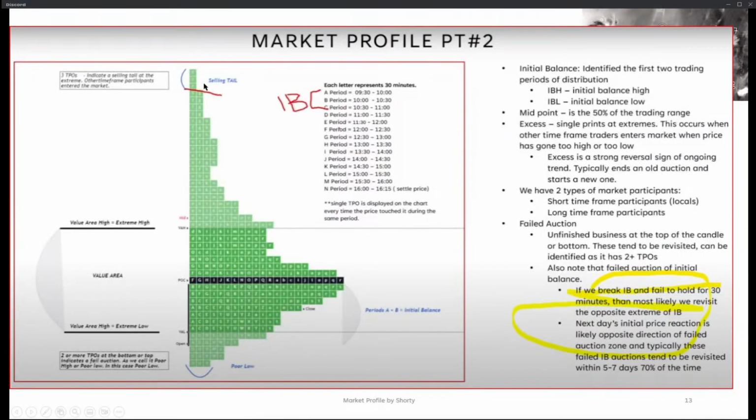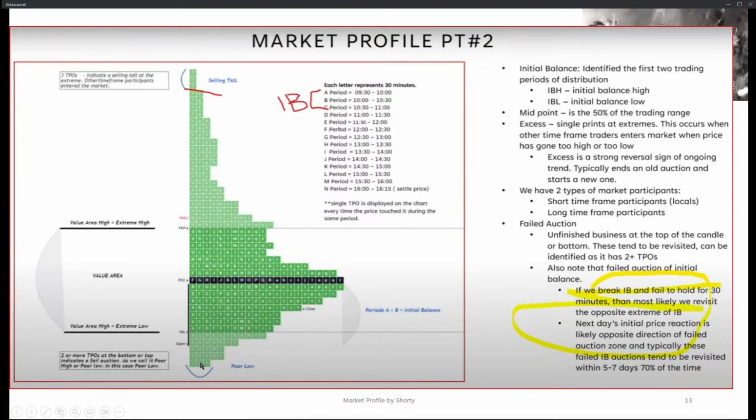They carry selling tails and buying tails. They only occur on the top and the bottoms. That usually means that there's other time frame participants coming in, whether the price was good for selling or good to buy. If it was selling, you would have a selling tail and you'll have these single prints on the top. Like you see that it's only one period alone. There's no periods next to it. That means that there's other time frames that enter the market.